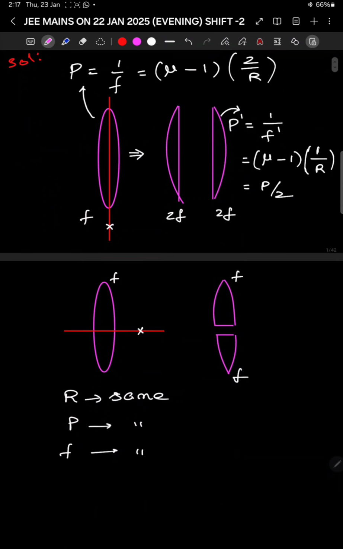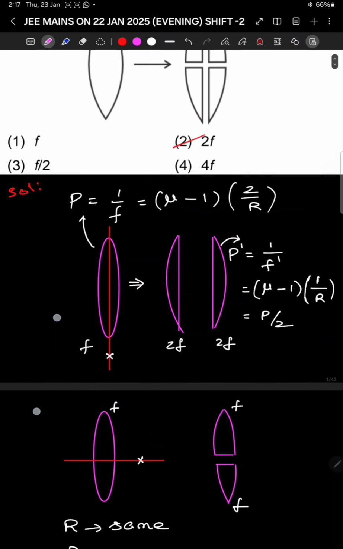When you cut parallel to the principal axis, the radius of curvature will not change. So power will not change, and focal length will not change. It will remain the same. That means when you cut perpendicular to the principal axis, the focal length becomes 2f, and when we cut parallel to the principal axis, the focal length remains the same. That means each part's focal length will be 2f only.